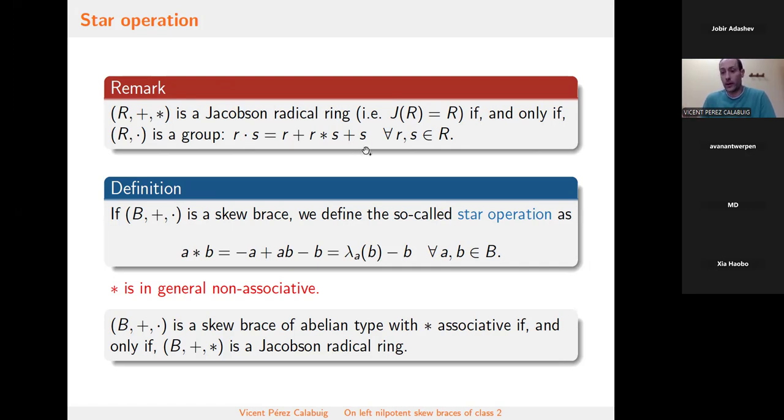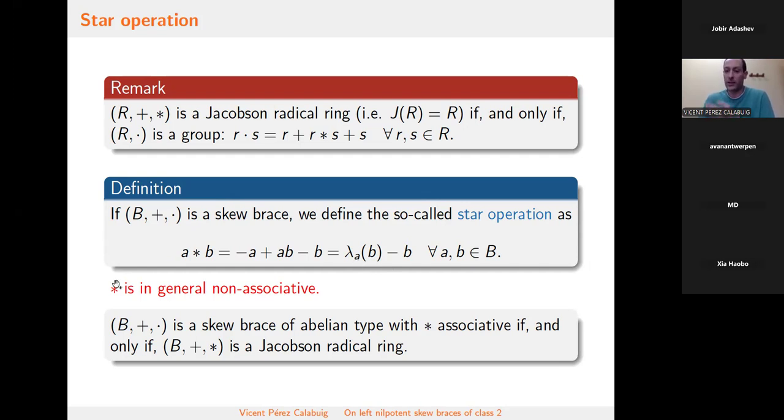So in a similar way, we can think the other way around. If we have a skew brace (B, +, ∘), which means that (B, +) and (B, ∘) are groups, we can define the so-called star operation of B as a ⋆ b = −a + a ∘ b − b, which can be written in terms of lambda in this way. Okay, so here this is the key fact.